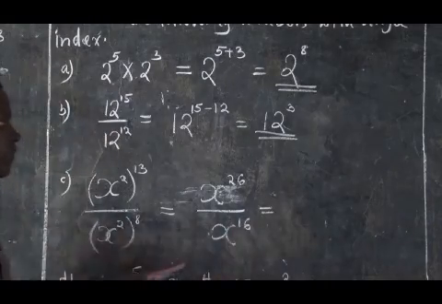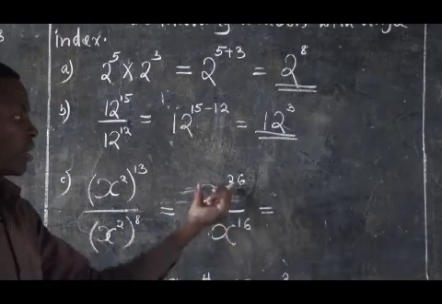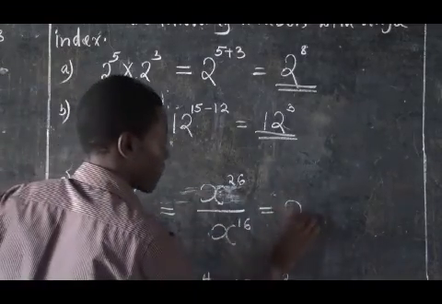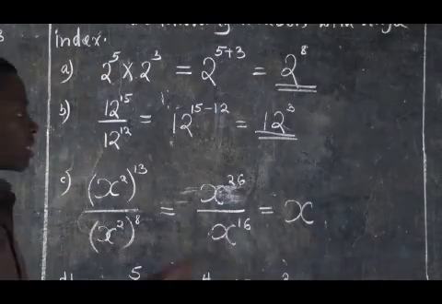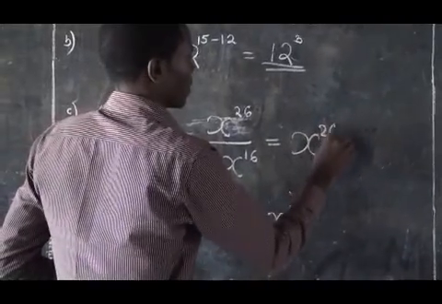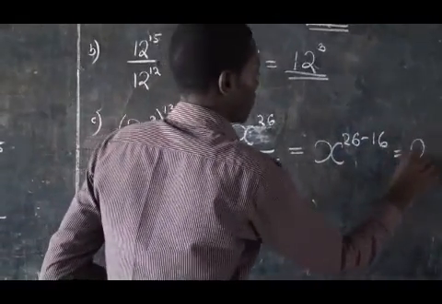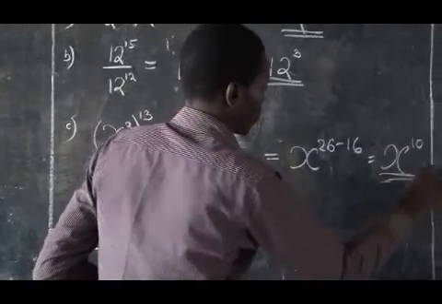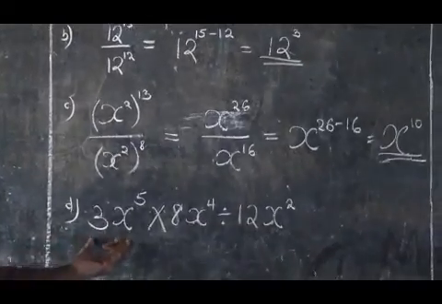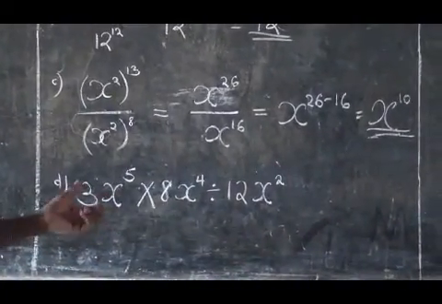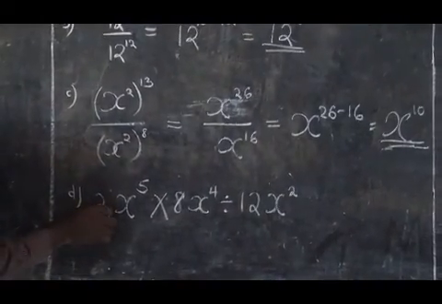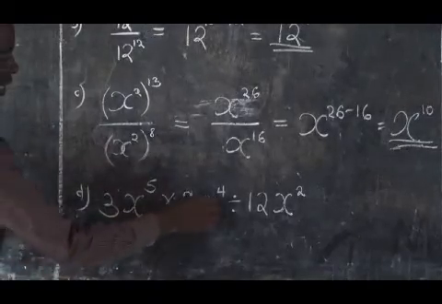Now we are dividing. Remember, we apply another law, which says that if we are dividing the same base, we maintain our base and then subtract the powers, which is 26 minus 16. This gives us x power 10 as our solution. Now we go to part D. Part D is again a combination of some of these laws. We know very well this one is 3x power 5 times 8x power 4.